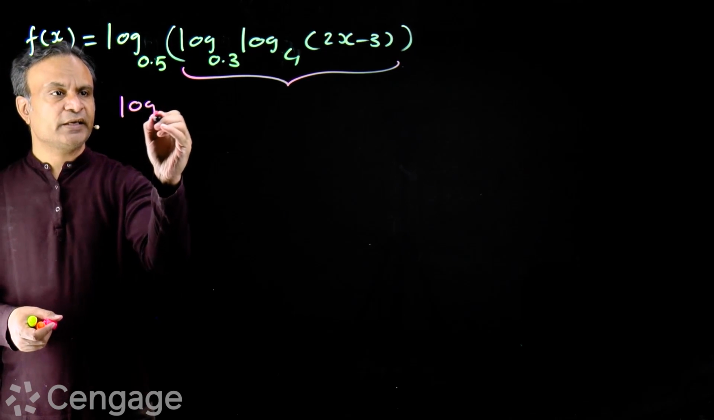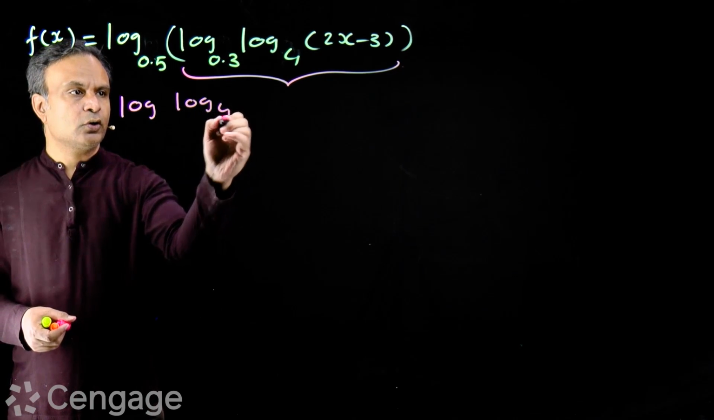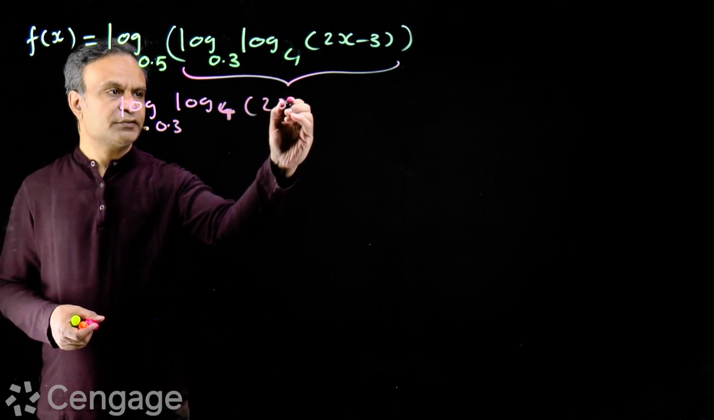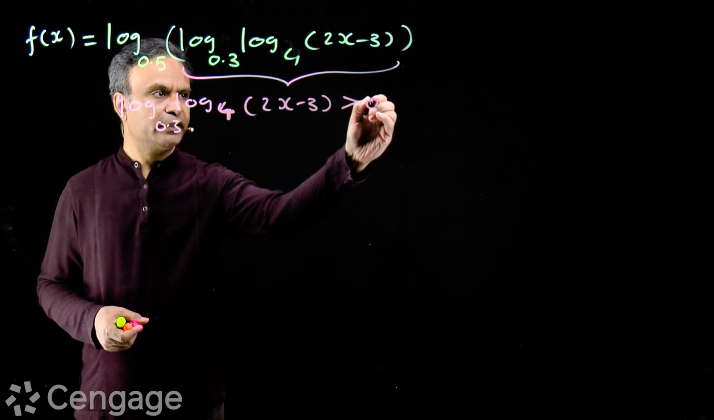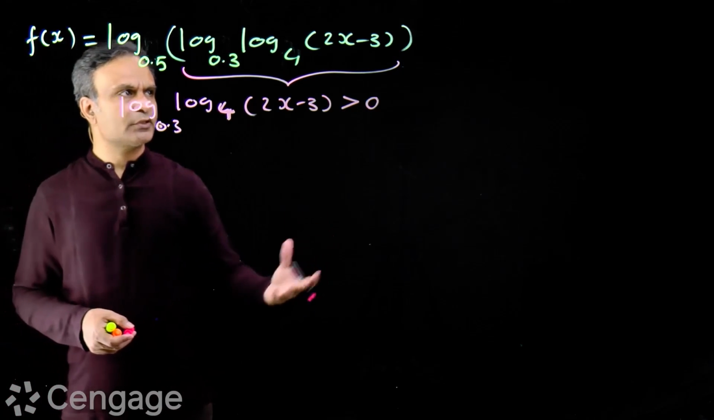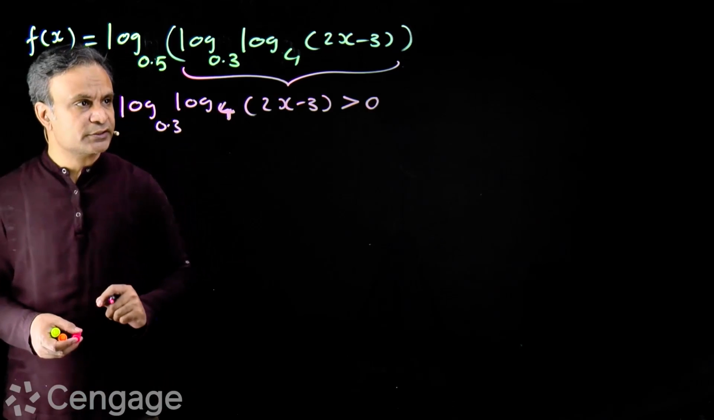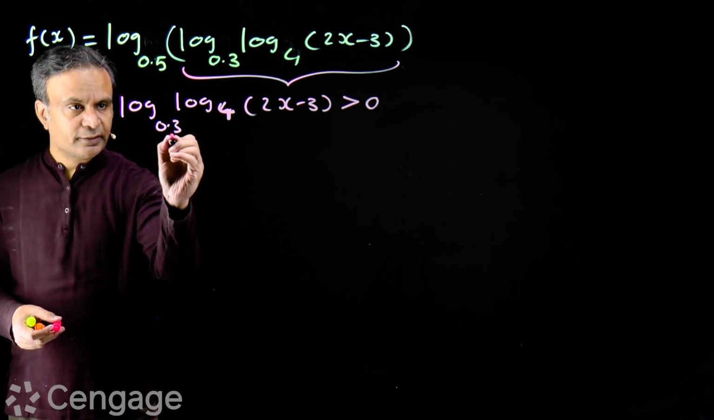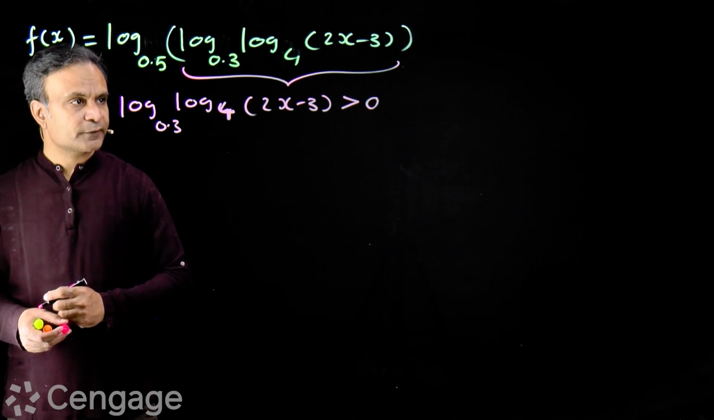Okay, so we have log of 2x minus 3 greater than 0. फर्स्ट आर्ग्यूमेंट सिंपल है, लॉग के अंदर जो भी एक्सप्रेशन है वो क्या होना चाहिए? पॉजिटिव होना चाहिए. ओके, नाउ हियर वी हैव बेस लेस देन 1. हमें इस बात का ध्यान रखना है.